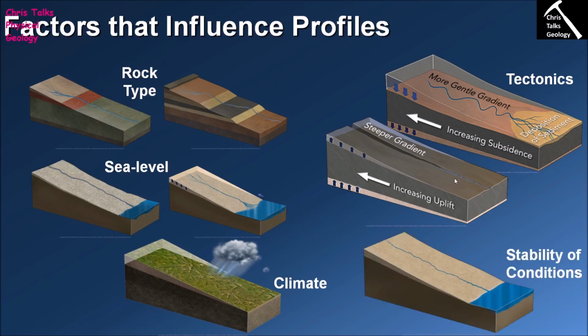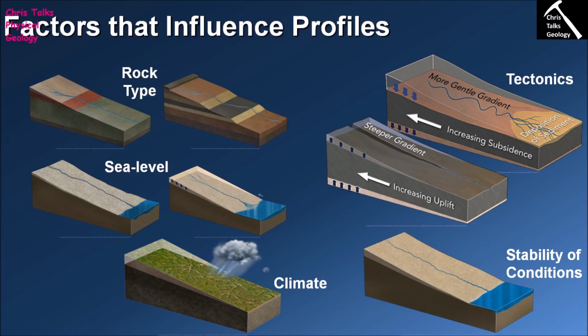Now, the final factor which can affect our river profile is simply the stability of the conditions. How stable is our environment? Typically what will happen is if you have a nice stable environment, over time your river will achieve the profile that it's aiming for, and because the environment is stable, once it has achieved that profile, not much will actually change. You will have a steady rate of erosion which will be balanced out by a steady rate of deposition.